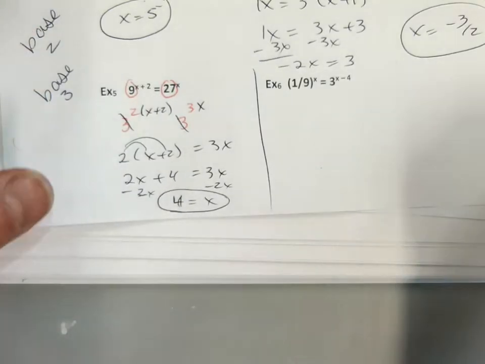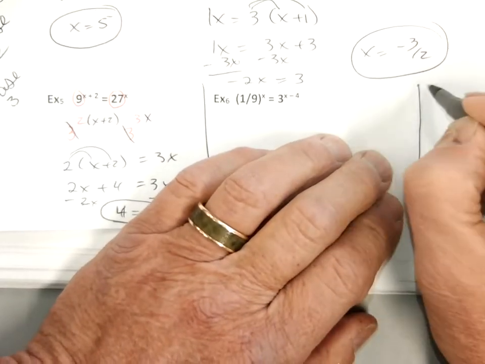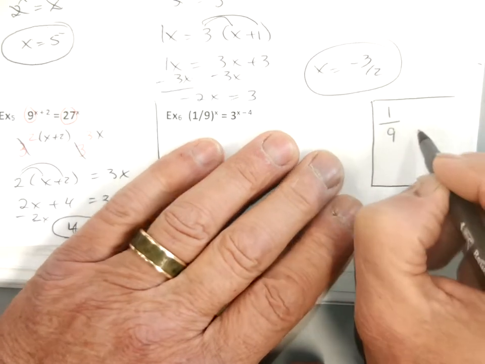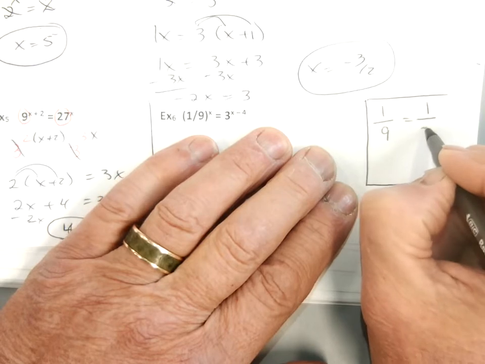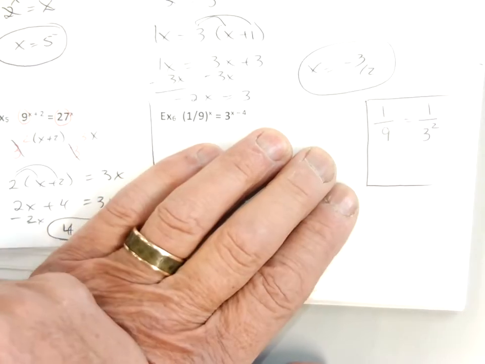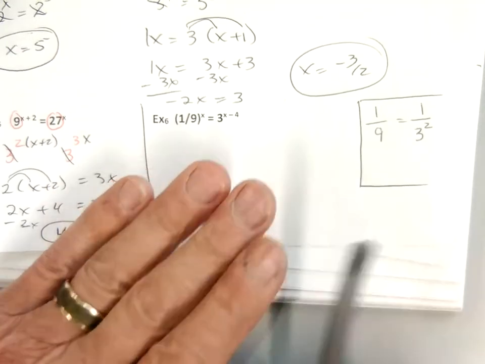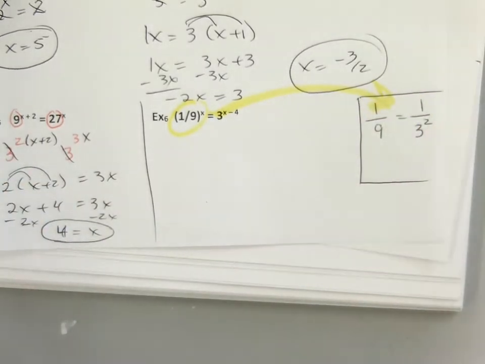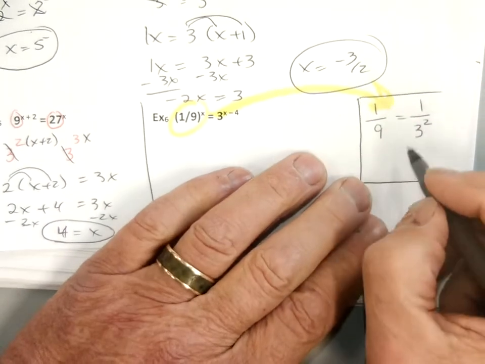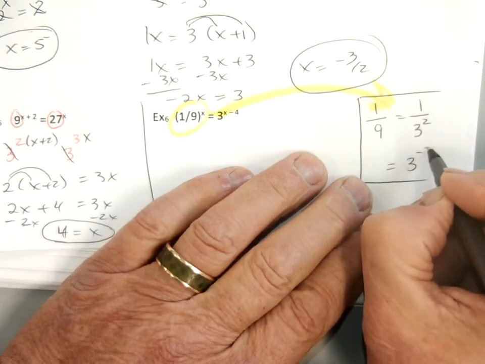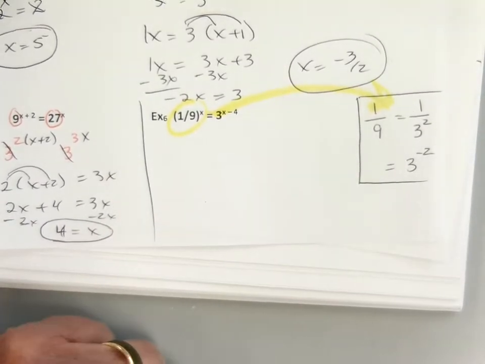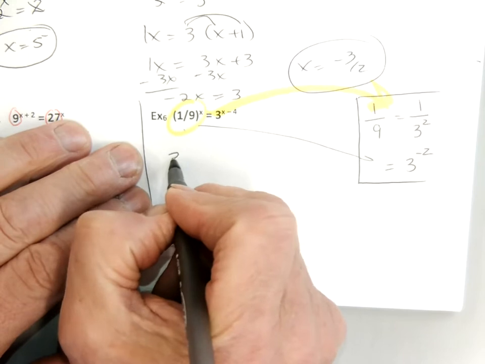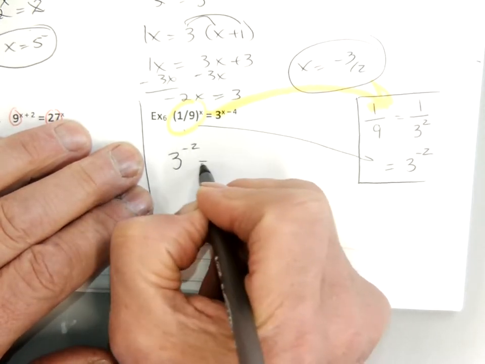Okay, I am going to do this on the side, my little side work. Here's my side work. 1/9 is the same as 1 over 3 squared. You okay with that? I'm going to highlight that 1/9 over here, and that's the same as 3 to the negative 2 power, because I brought it up, make it a negative. So now 1/9 is the same as 3 to the negative 2 power.